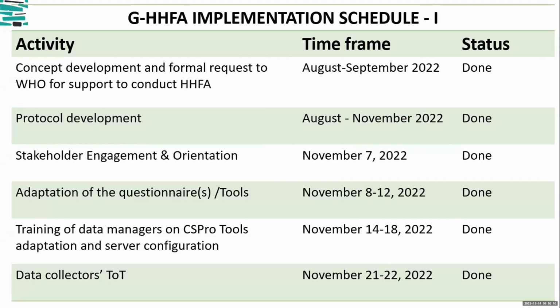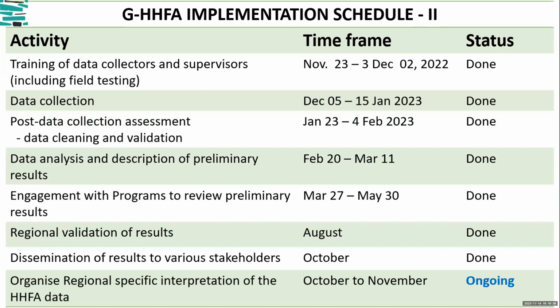So the various activities that we did: the concept development and formal requests were done in August, September 2022. Protocol development and ethical clearance procedures we went through in August. November, stakeholder engagement and orientation were done, adaptation of the questionnaire and tools, training of data managers on CSPro tools, adaptation and server configuration, and data collector training of trainers. Then we did training of data collectors and supervisors, including the field testing. Then we started the data collection in the last quarter, from 5th December to 15th January. And then we did post-data collection assessment, data cleaning and validation in the first quarter, January, February.